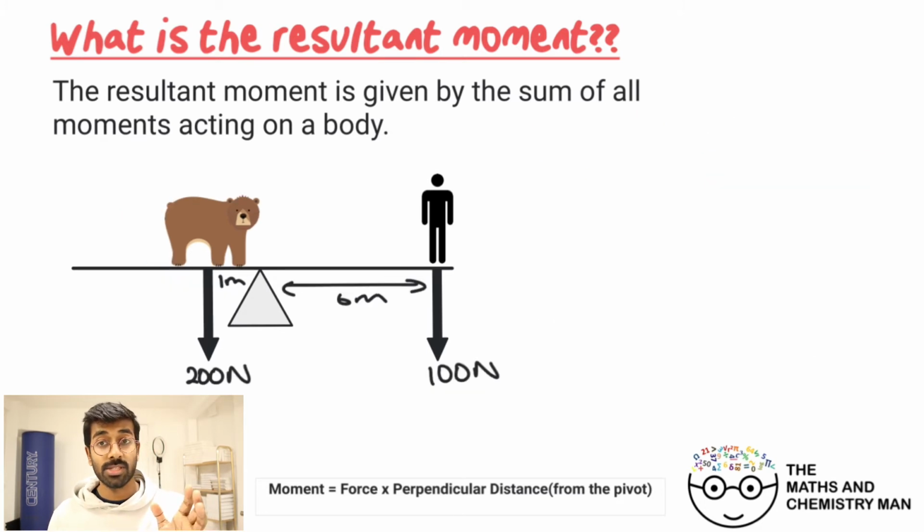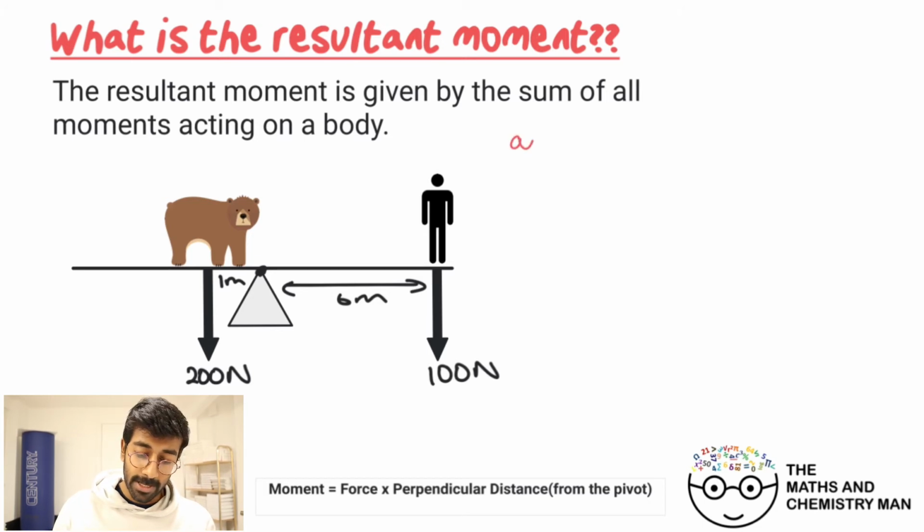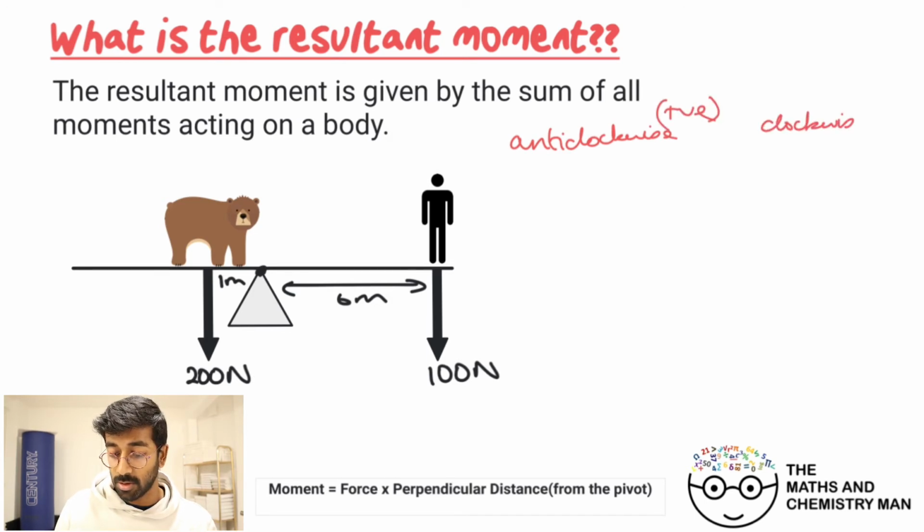Now bring the bear closer again. So now you can see the bear is only 1 meter away from the pivot point. So there's our pivot point again. There you go, the bear's just 1 meter away. And let's again put anti-clockwise as positive, and clockwise is going to be negative.